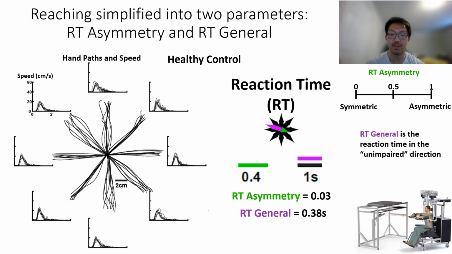For this control, the reaction time asymmetry is directed towards the bottom right of the workspace, but the low value of 0.03 indicates their movement initiation is largely symmetrical. Reaction time general highlights a reaction time of 0.38 seconds, which can be taken together with other controls' performance to determine the 95% confidence interval, and then compared with stroke patients to determine impairment.